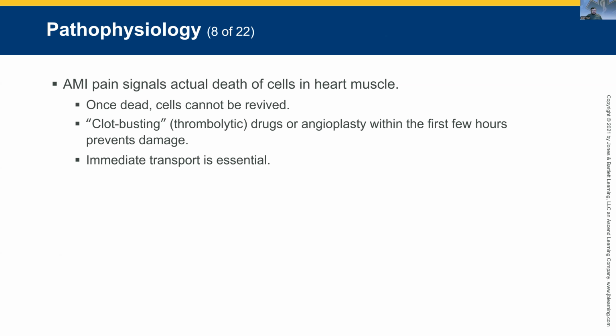About 30 minutes after blood flow is cut off, some heart muscle begins to die. After about 2 hours, as many as half of the cells in the area may be dead. After 4 to 6 hours, more than 90% of those cells are dead.